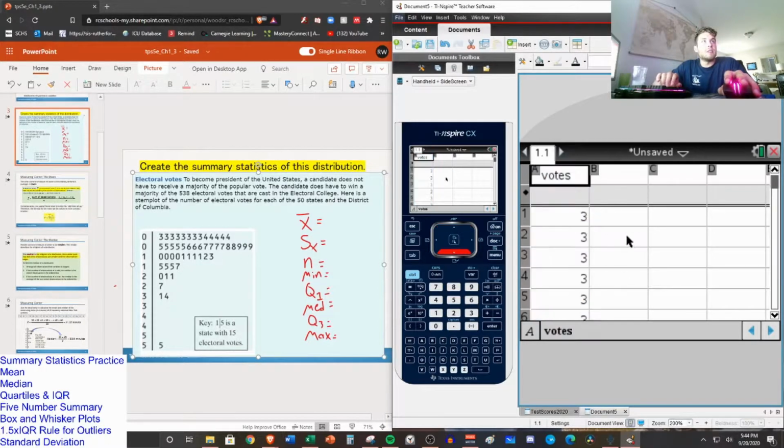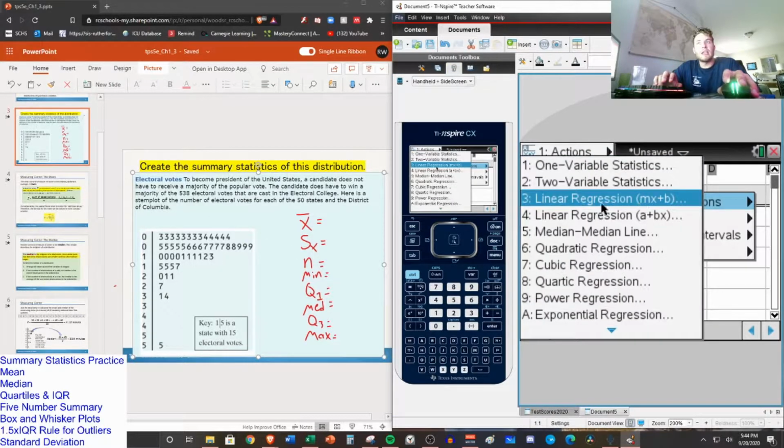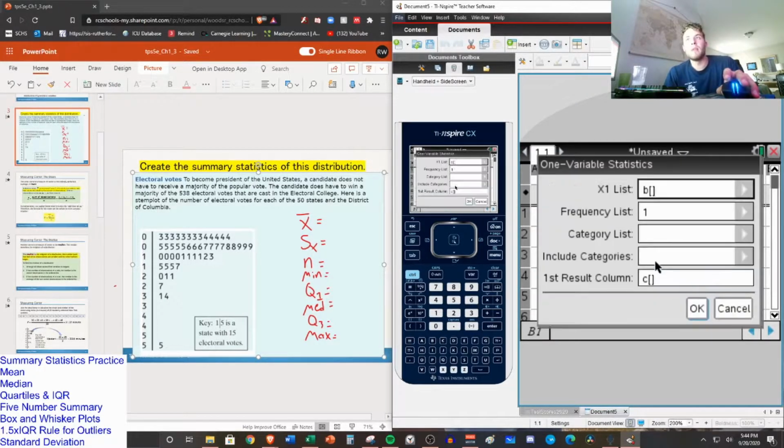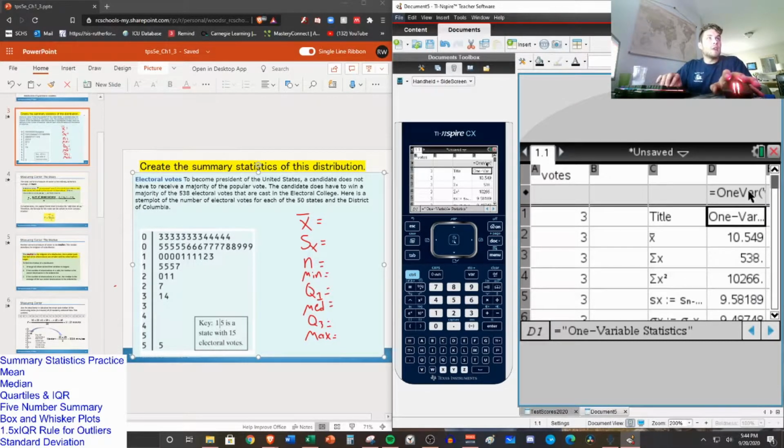Now to get the summary statistics, we are just going to go over here to the right. We follow the steps that were written out. It's Menu, Statistics, Stat Calculations, One Variable Statistics. So 411 is what we call that. We hit OK. And we want to change our X list. This is the only thing that gets changed. I want to change it to what I named it, votes. Hit OK, and now we're given all the values.